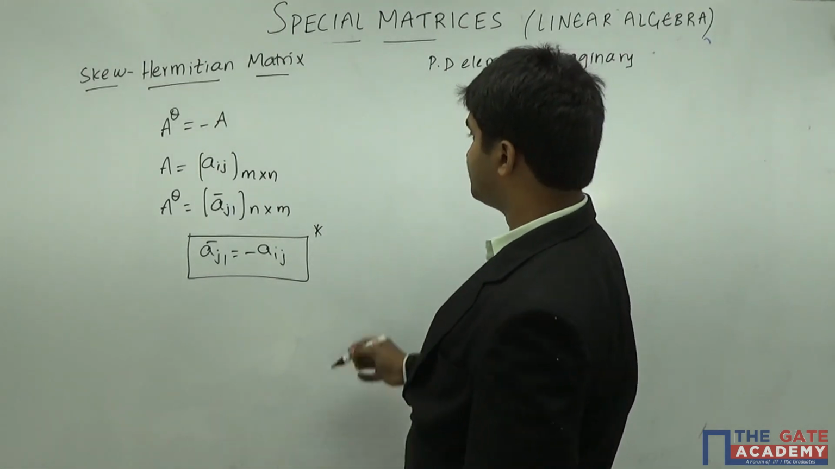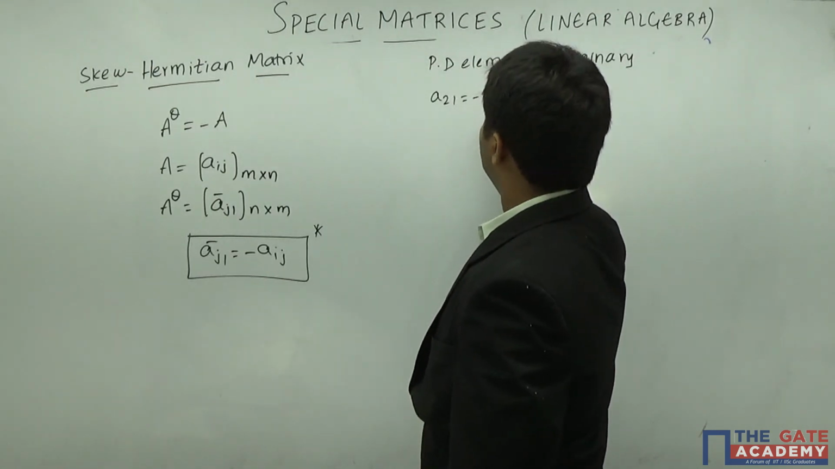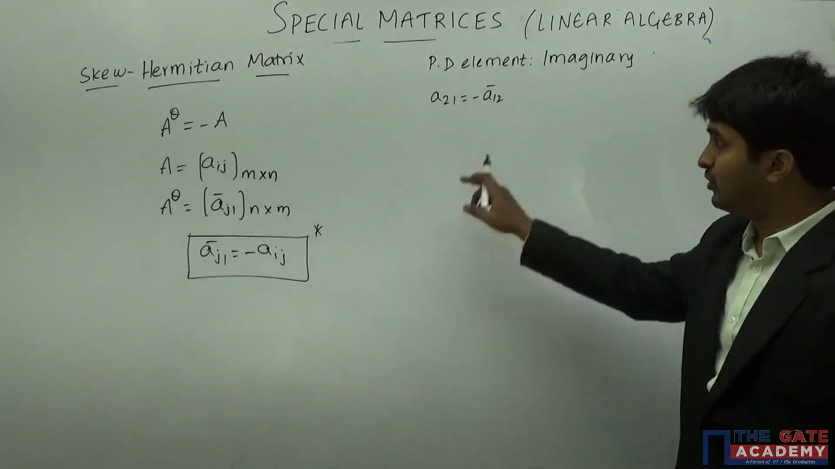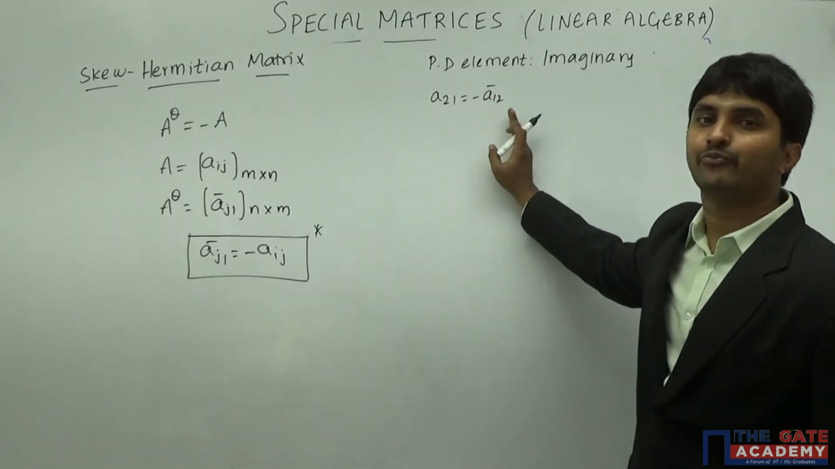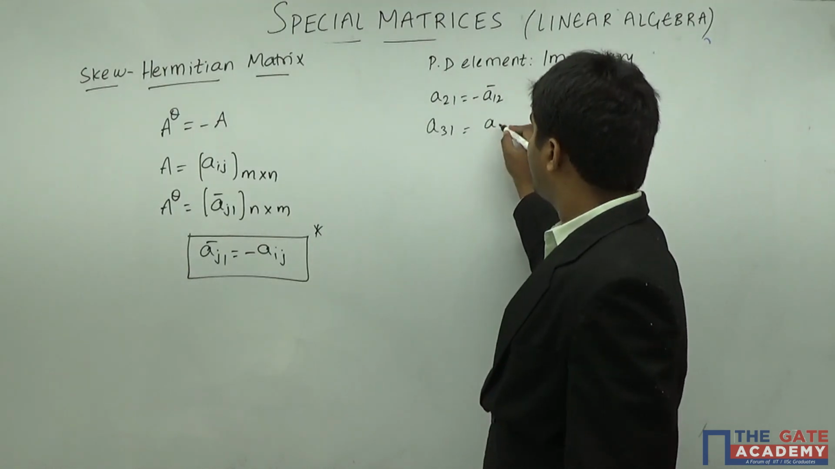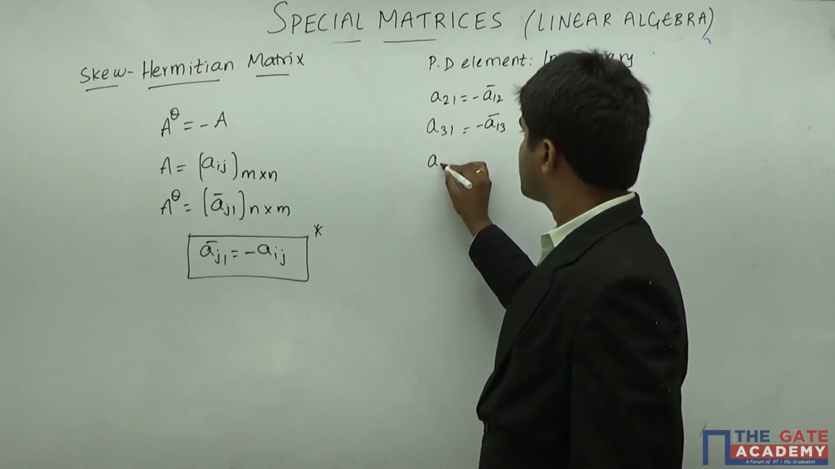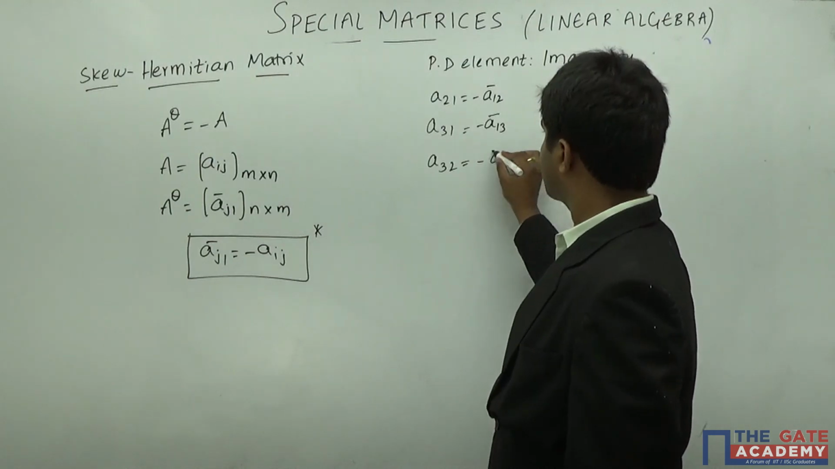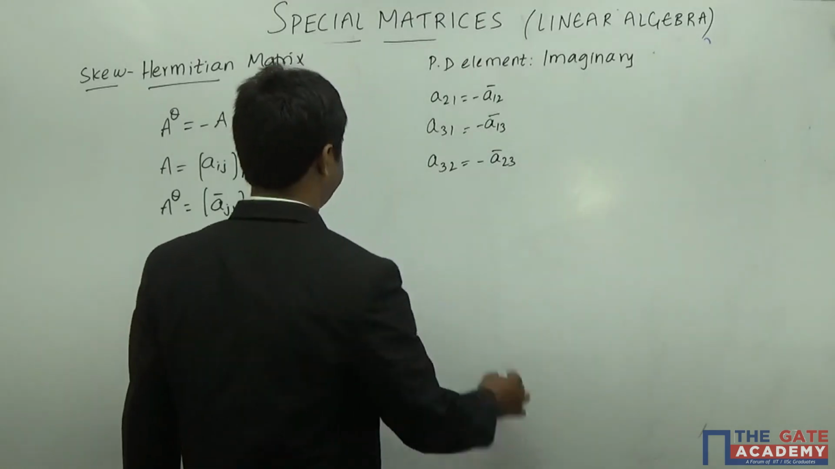Now the remaining elements: A21 should be equal to minus A12 bar. So what does it mean here? It's not only a conjugate, but with a minus sign. A12 should be equal to minus A21 bar. A31 should be equal to that of minus A13 bar. Okay.